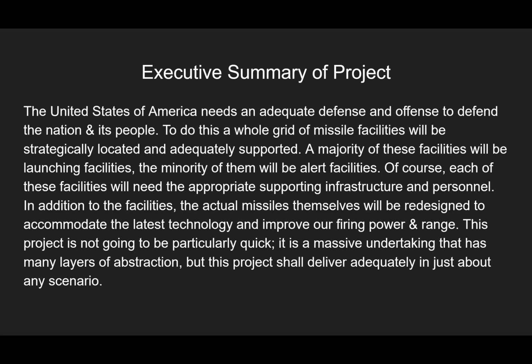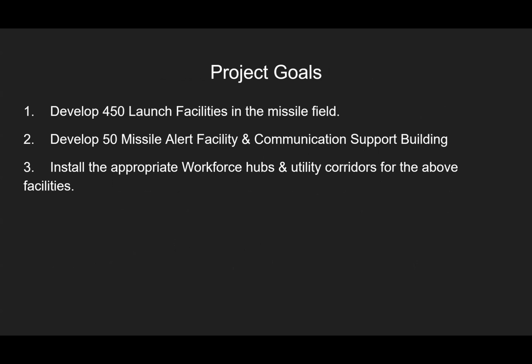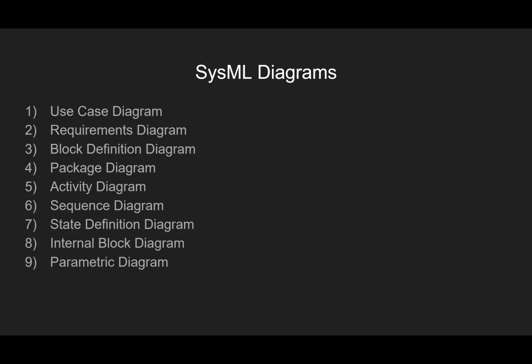And the goal, so pretty much overall in Project Sentinel, there's going to be 450 launch facilities and then 50 alert facilities. And, you know, each thing needs to have supporting infrastructure for people as well as the missile. So that's pretty much what we're doing. We all know the types of diagrams that we have, so I'm not going to go over all of that.